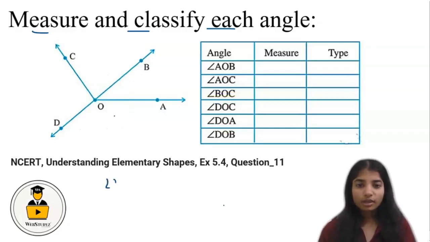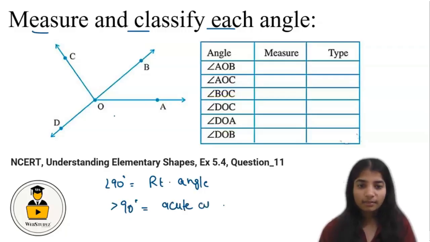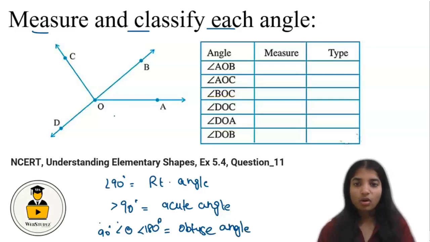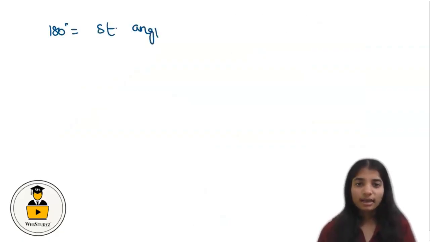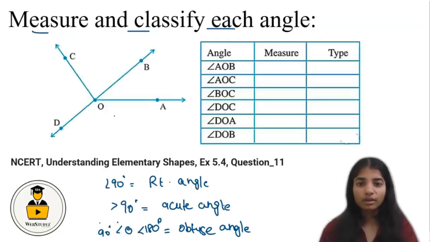Before starting the question, we know that if the angle is equal to 90 degrees, then it is called a right angle. If the angle is less than 90 degrees, then it is an acute angle. If the angle is greater than 90 degrees but less than 180 degrees, then it is called an obtuse angle. If the angle is 180 degrees, then that angle is called a straight angle. Now using this, we are going to solve this question and give the type to which it belongs.